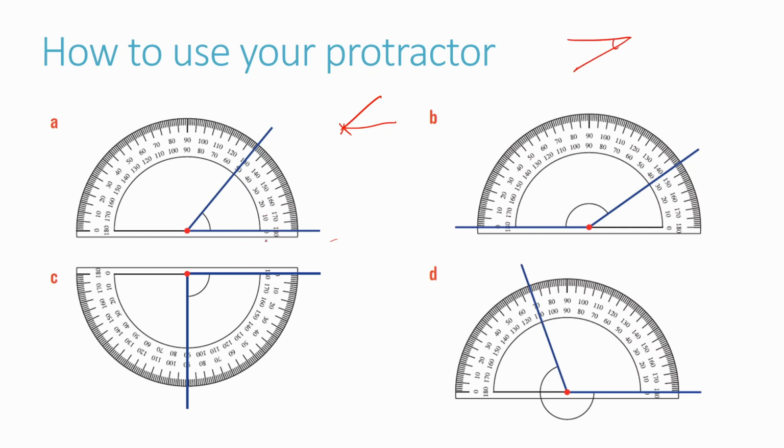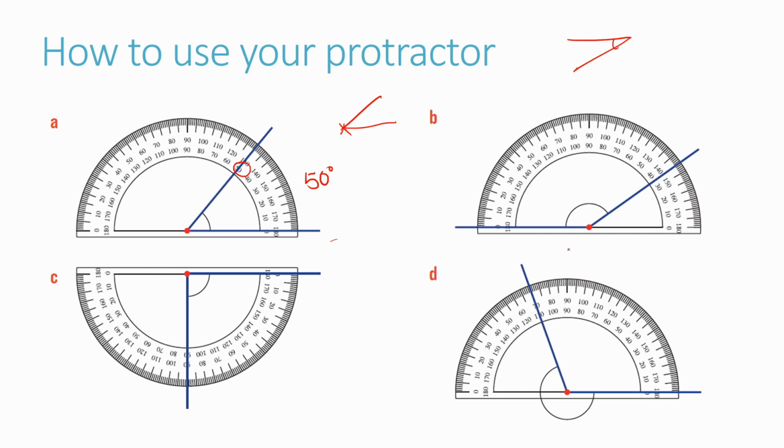So from here, when you've aligned your center and you've lined up one of the lines to the point 0, you would be counting the numbers on the inside from 0. So 0, 10, 20, 30, 40. So this angle here is 50 degrees, and that's indicated by that number there. You wouldn't say it's 130, you would say it's 50 because you always start from 0.